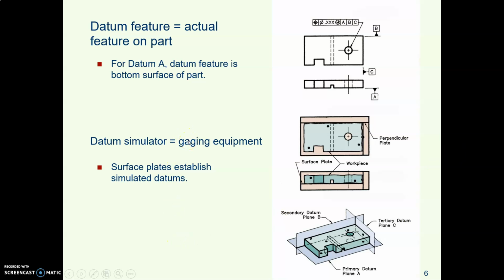The datum simulator is the inspection equipment, the gauging equipment that we use to simulate the datum. Datums are theoretically perfect. Gauging equipment is not perfect because nothing is, but it is made to very, very close tolerances, and so that's why we use gauging equipment to simulate a datum from which we're taking measurements.